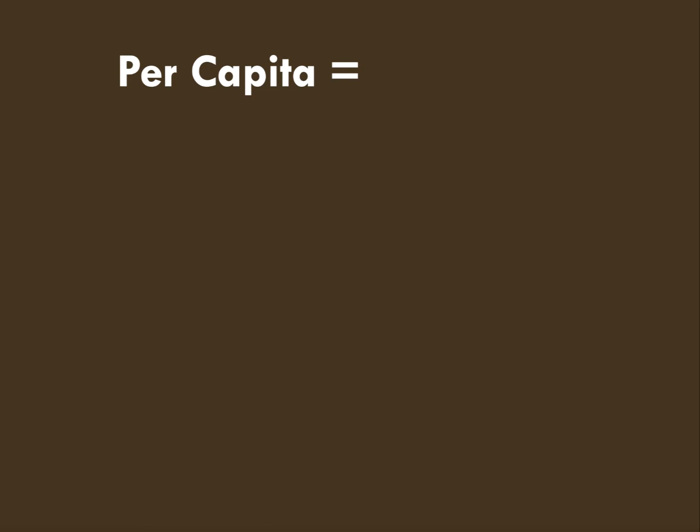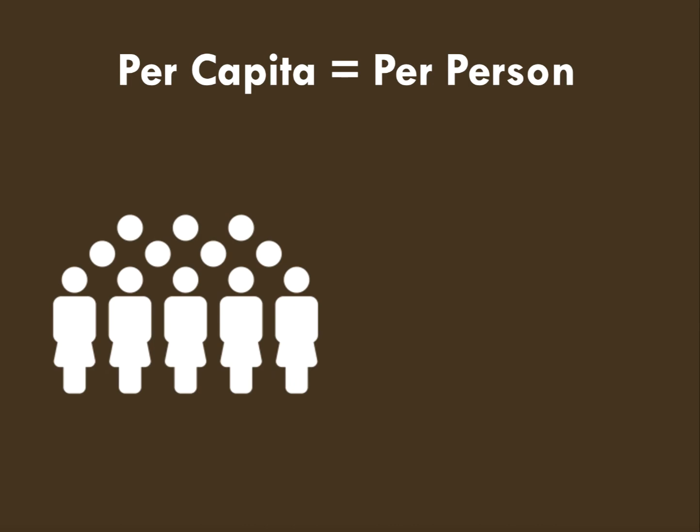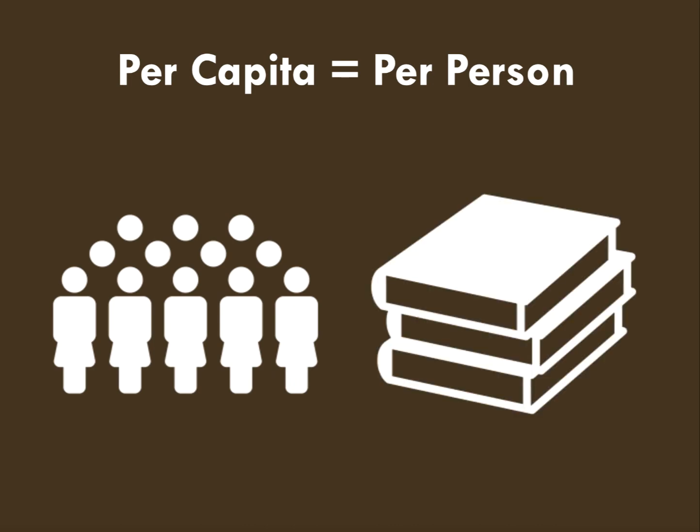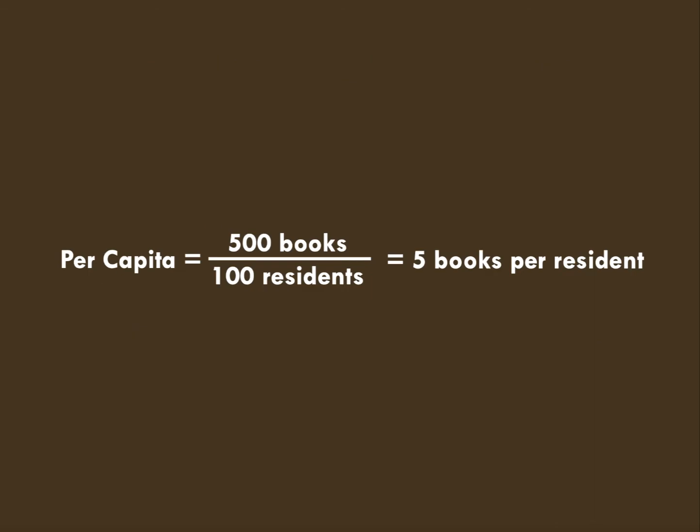Per capita simply means per person. So, if your community has 100 residents and 500 books were checked out last year, the per capita is 5. 5 books were checked out per resident. Per capita is useful for making large numbers less abstract.